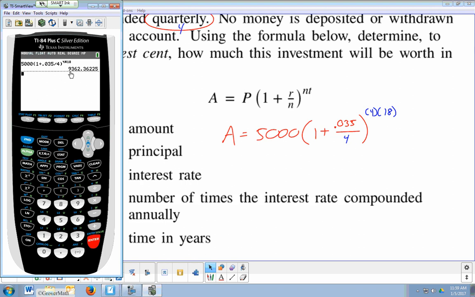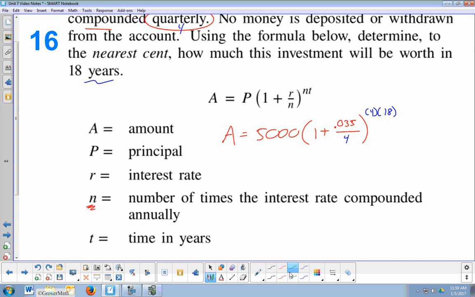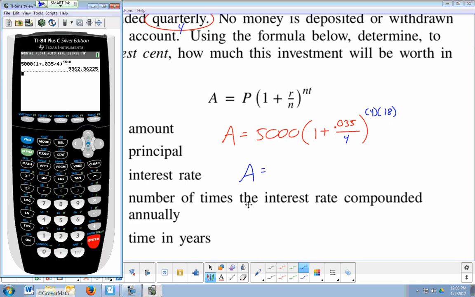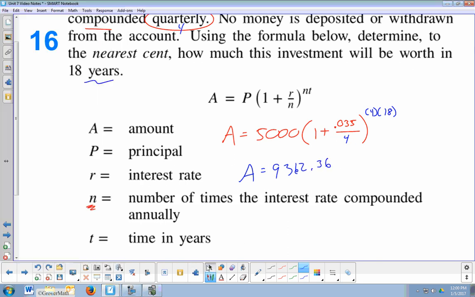And so we get $9,362. And that sounds reasonable. It's gone up a lot, but we're talking about 18 years compounded quarterly. That's a pretty lengthy amount of time. So A comes out to be $9,362.36.